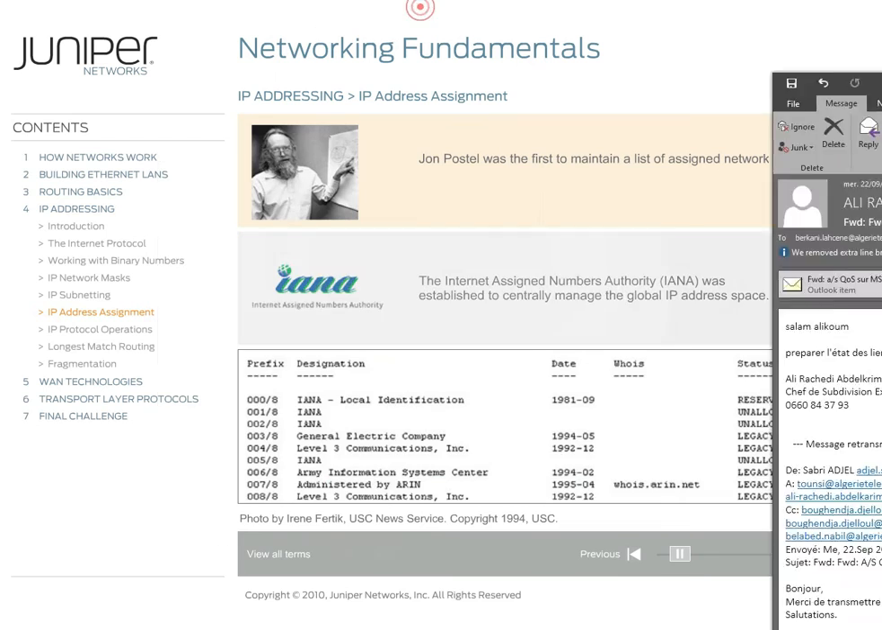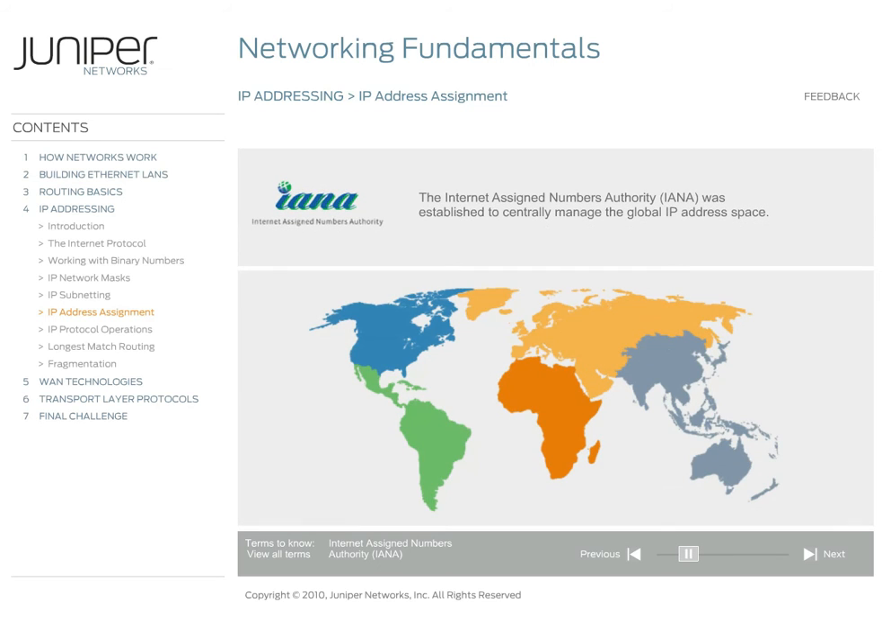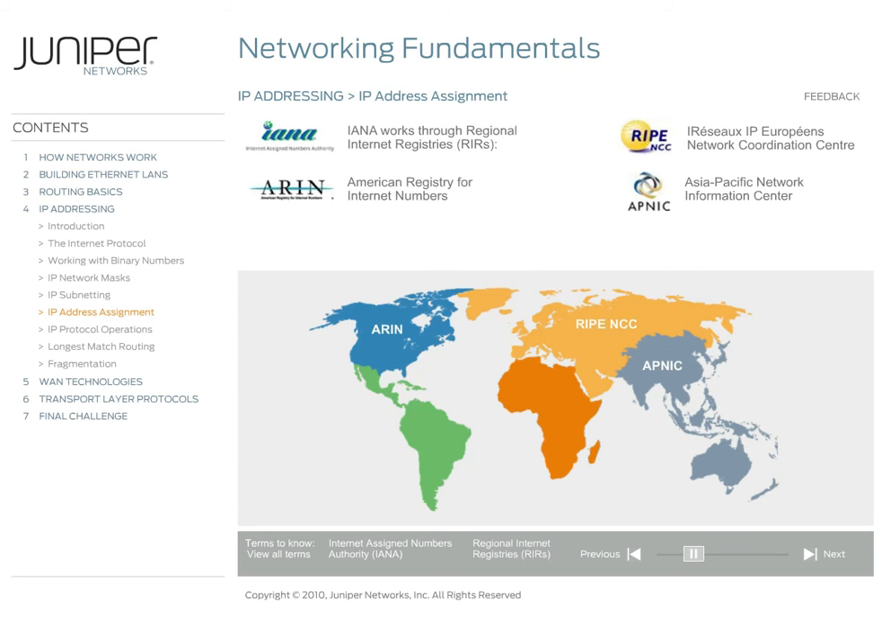The Internet Assigned Numbers Authority, or IANA, was established to centrally manage the global address space. Postel administered addresses for IANA for years and allocated addresses to any organization or company that filled out a simple request. As the Internet expanded across the world and addresses started to become depleted, it quickly became clear that one central organization could not administer all addresses. In the early 1990s, 3 regional Internet registries, or RIRs, were formed to work with the IANA and administer IP address allocation regionally. As time went on, 2 additional RIRs were added.